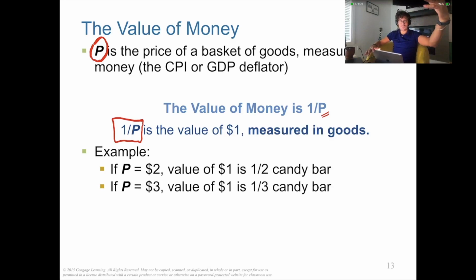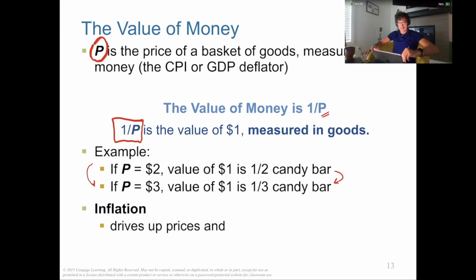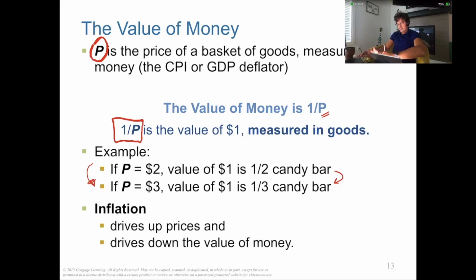If the price goes up, with the same dollar, you can buy fewer goods. You can buy fewer candy bars. So inflation, which increases prices, drives up prices. As a result, it drives down the value of money, which is given by 1 over P.